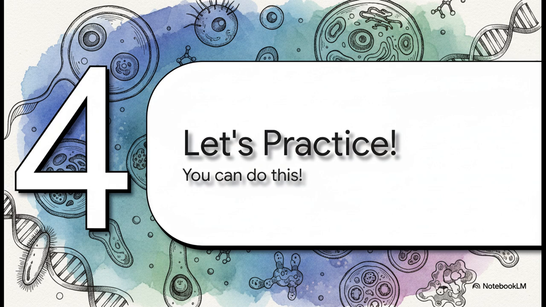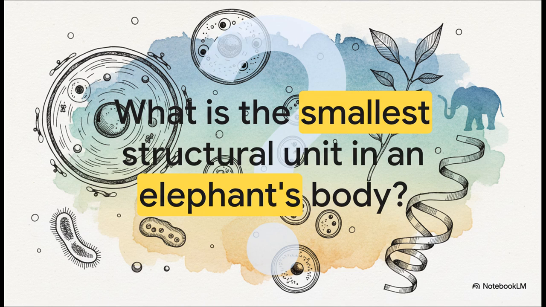Okay, you have been doing an awesome job. You've learned a ton. So how about we try a few practice questions to see what you remember? Don't worry, it'll be fun. You can totally do this. All right, question number 1. Think about a giant elephant. What is the absolute smallest single building block in its whole body? Is it A, B, C, or D? Think back to when we were zooming in.